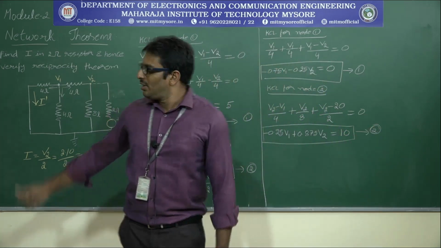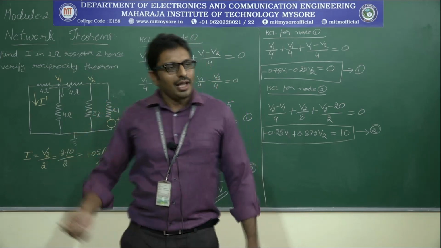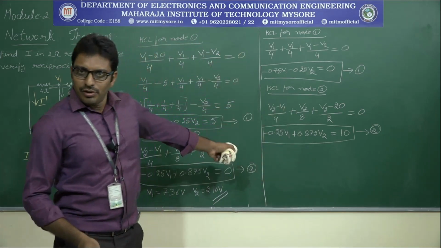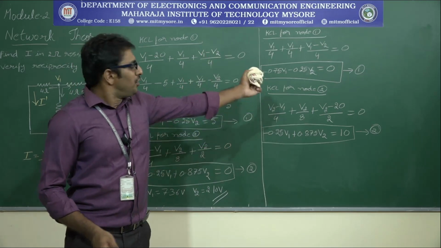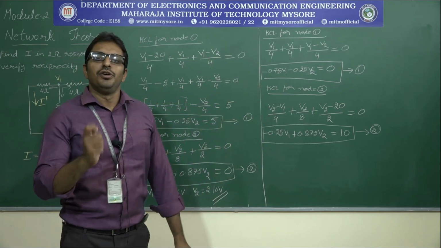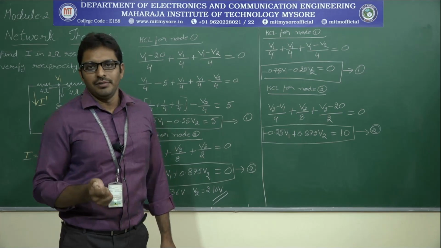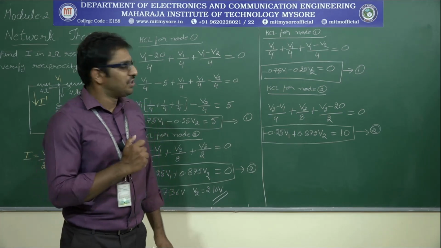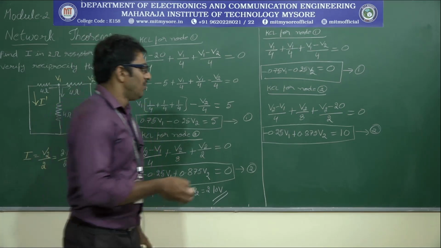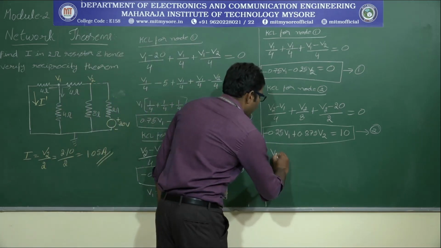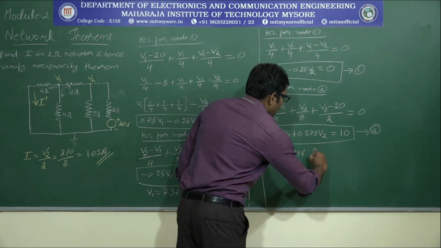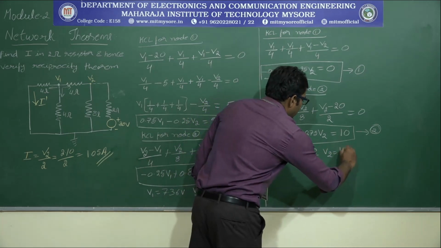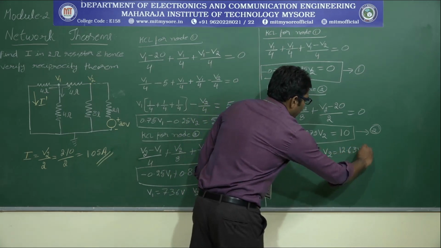In case 2 the circuit is different. Again apply KCL for both nodes in case 2 and simplify the equations. You will get two equations with two variables, V1 and V2. Use your calculator and solve these two simultaneous equations. You will get V1 equal to 4.21 volts and V2 equal to 12.63 volts.